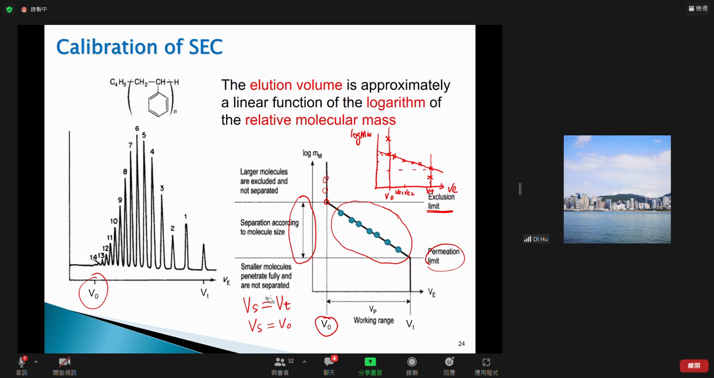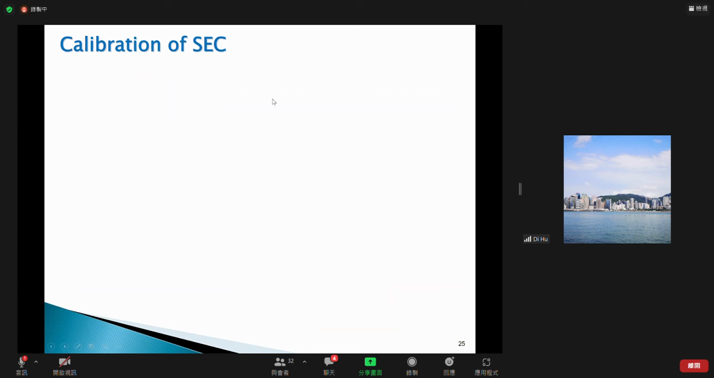So you can only know the molecular weight of your sample if the sample volume is larger than V0 and smaller than Vt, so that it falls within those areas. For example, if your sample volume Vs is here, you go up and get it here, and then you can know the log of the molecular weight of your sample. Do you understand now? So this is how it looks.